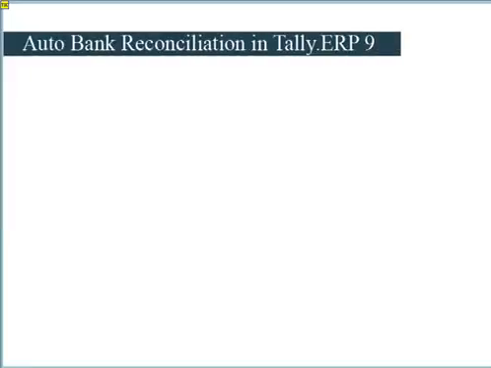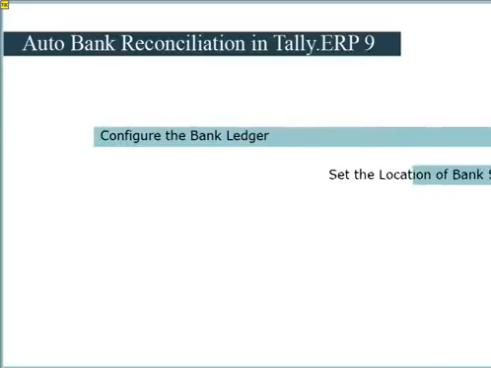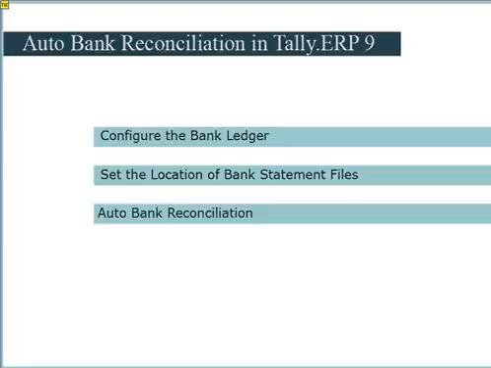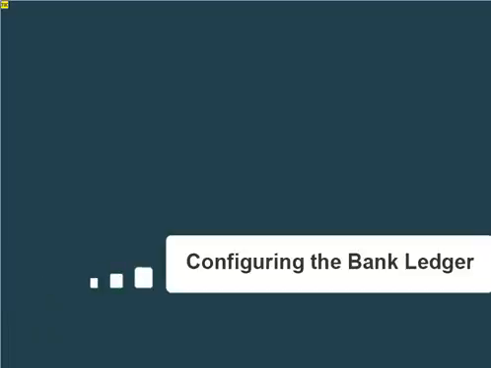Auto bank reconciliation in Tally ERP 9 is a three-step process. Configure the bank ledger, set the location of bank statement files, and auto bank reconciliation. To use the auto bank reconciliation feature, first you have to configure the bank ledger.